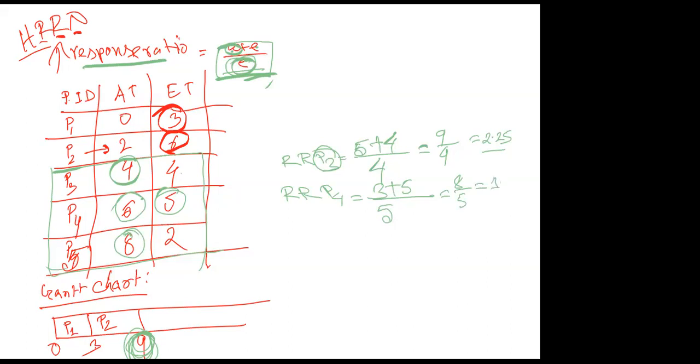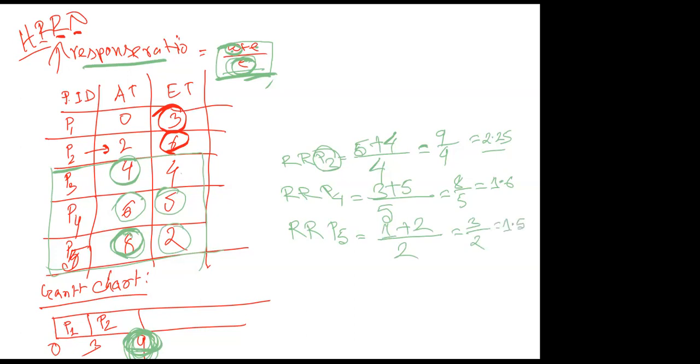8 divided by 5 is 1.6. Next, you need to calculate the response ratio for process P5. Let's see how long P5 has been waiting. It arrived at time unit 8 and the current time is 9. So 1 plus its execution time 2, divided by 2, is 3 divided by 2, which is 1.5.